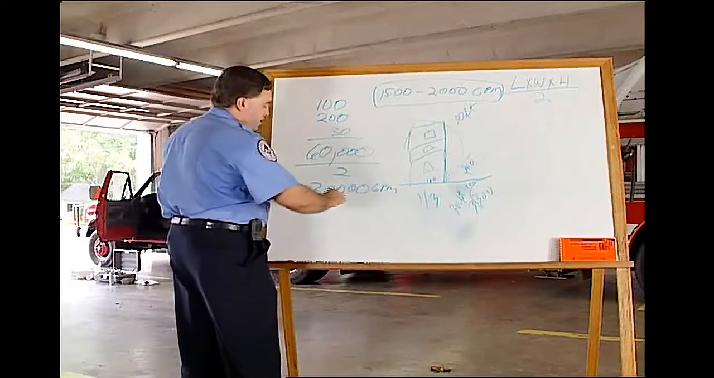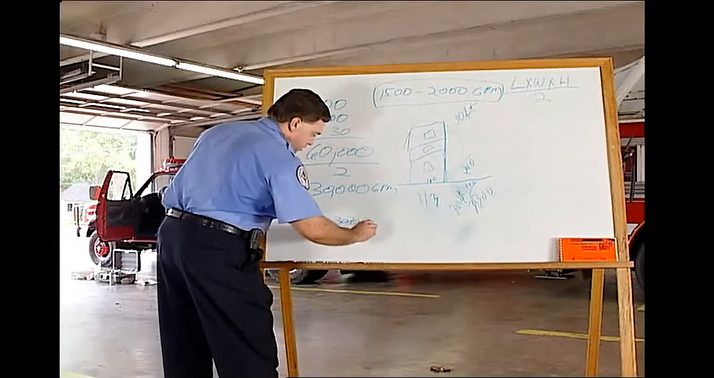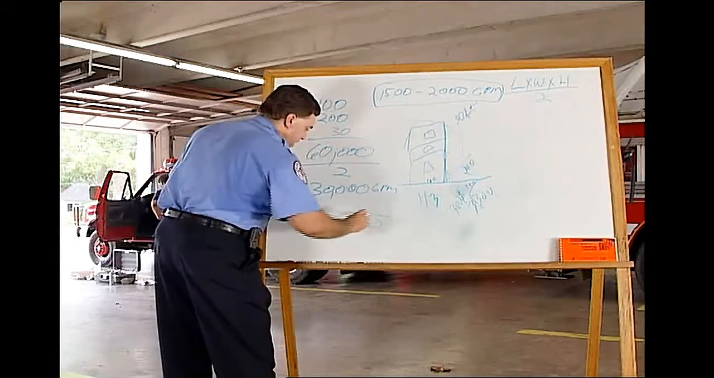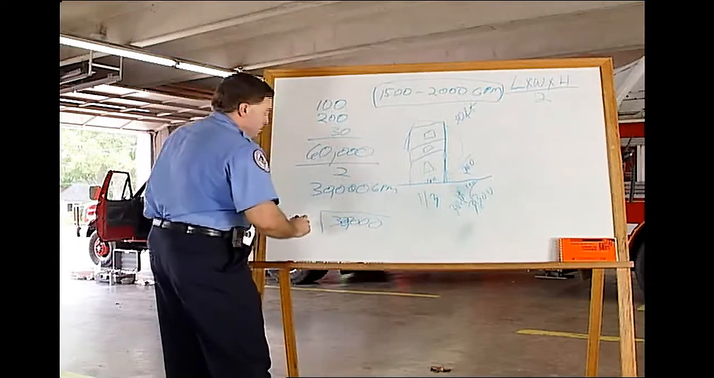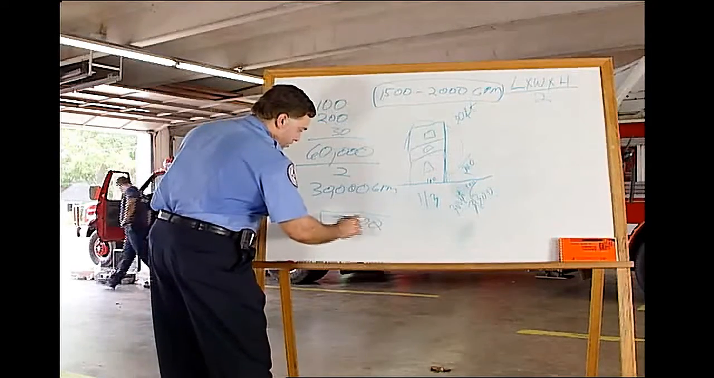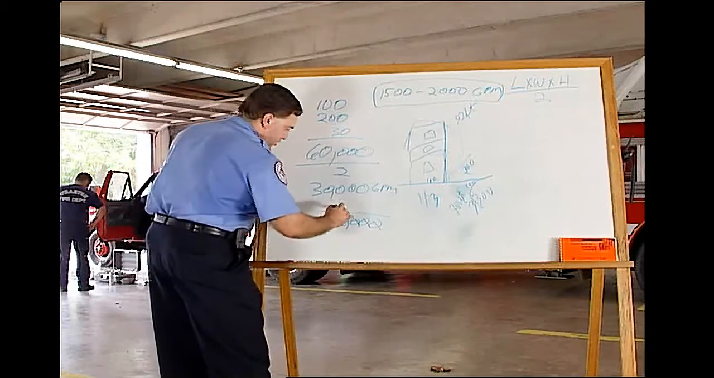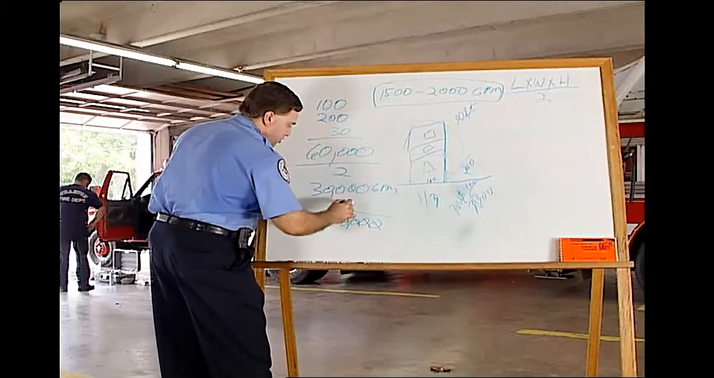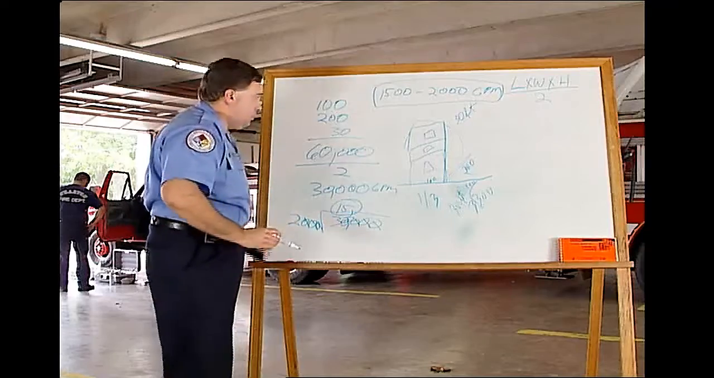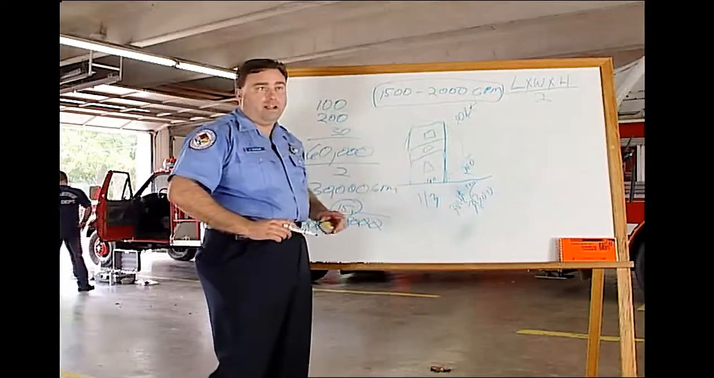In order to get that type of gallons per minute, 30,000, you divide that by 2,000 and you mark out 3 zeros. So 2 into 30 will be 15. So you would need 15 pumpers that could pump 2,000 gallons a minute in order to put this fire out.